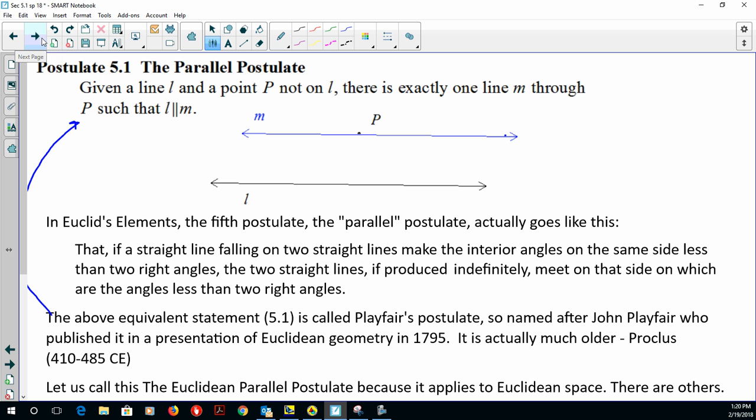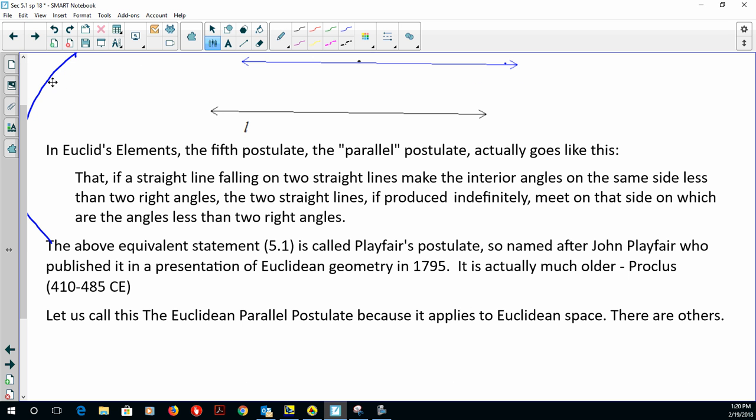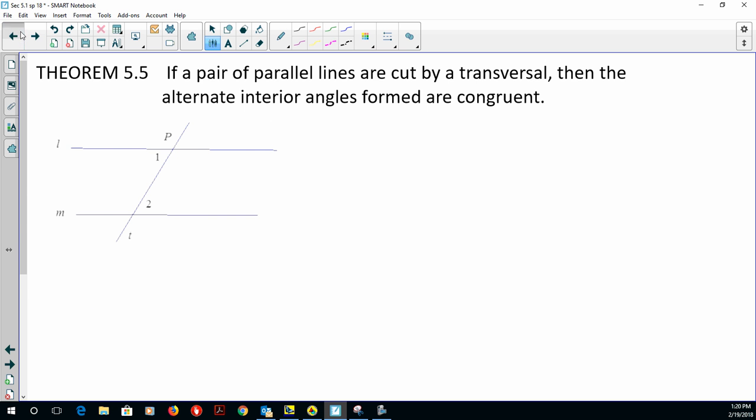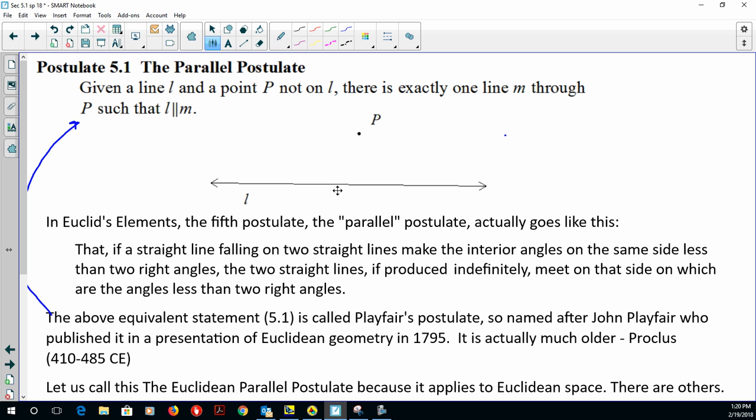But we're going to assume that if we have a line and a point not on the line, then there's exactly one line through that point that's parallel. So we're going to assume that. So let's do a proof for two here. Theorem 5.5.